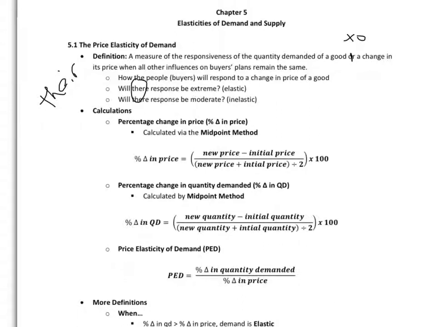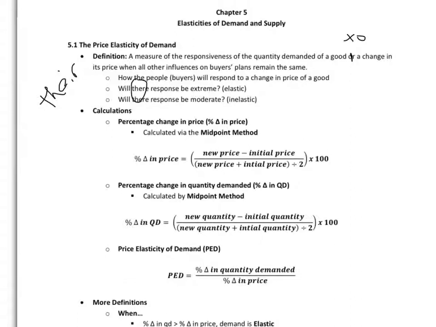Okay. Now, the definition and the formulas, as you can see them, are pretty simple. What you have here, that little delta, means percentage change. The percentage change in price equals the new price minus the initial price over the new price plus the initial price divided by 2. And since that's going to give us a decimal and we're looking for a percentage, we multiply by 100.